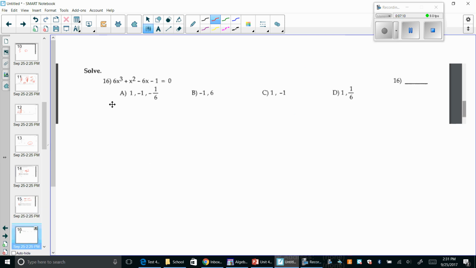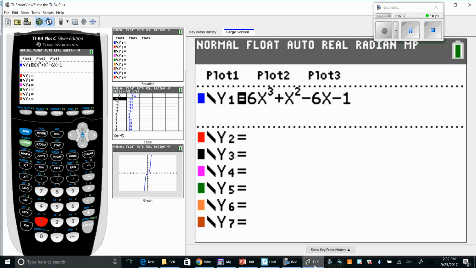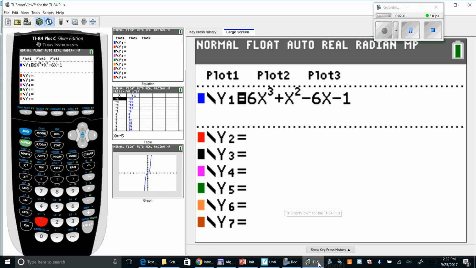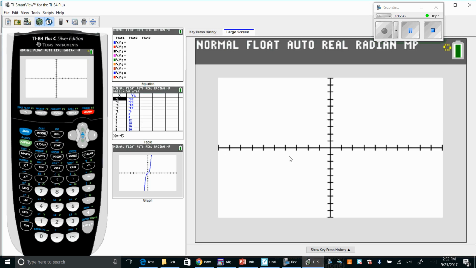16, solve this. All right, I'm going to put this in my calculator. I'm going to go to my y equals and type this in, 6x cubed plus x squared minus 6x minus 1, and I'm asked to solve this. So when would this expression be equal to 0, which makes it an equation? I'm trying to find what x values would result in 0. So if I graph it, I can take a look here.